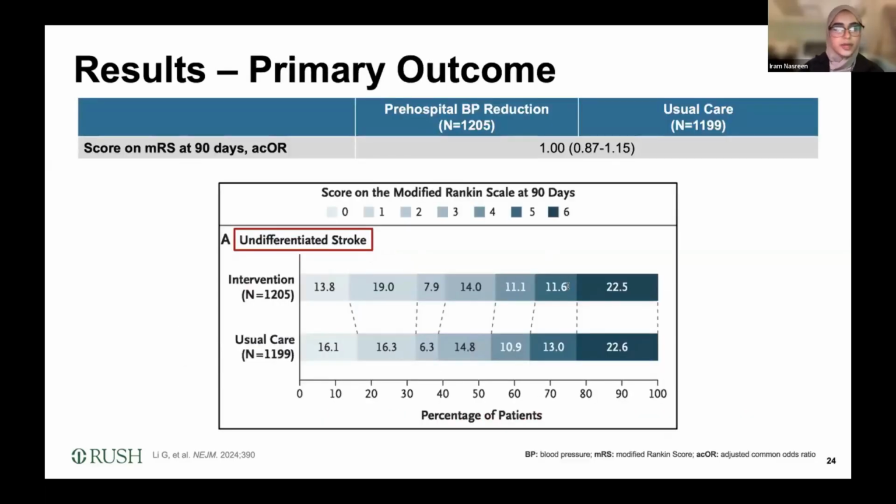These are the results for the primary outcome, which was looking at modified Rankin score at 90 days. So the adjusted common odds ratio for all patients with undifferentiated stroke was 1, with a 95% confidence interval of 0.87 to 1.15. So there was not a statistically significant difference seen between groups.